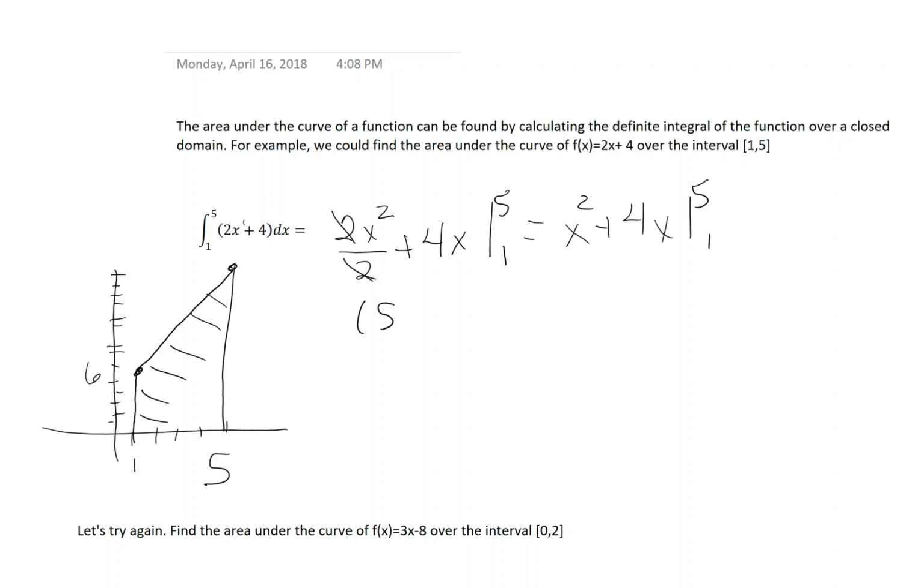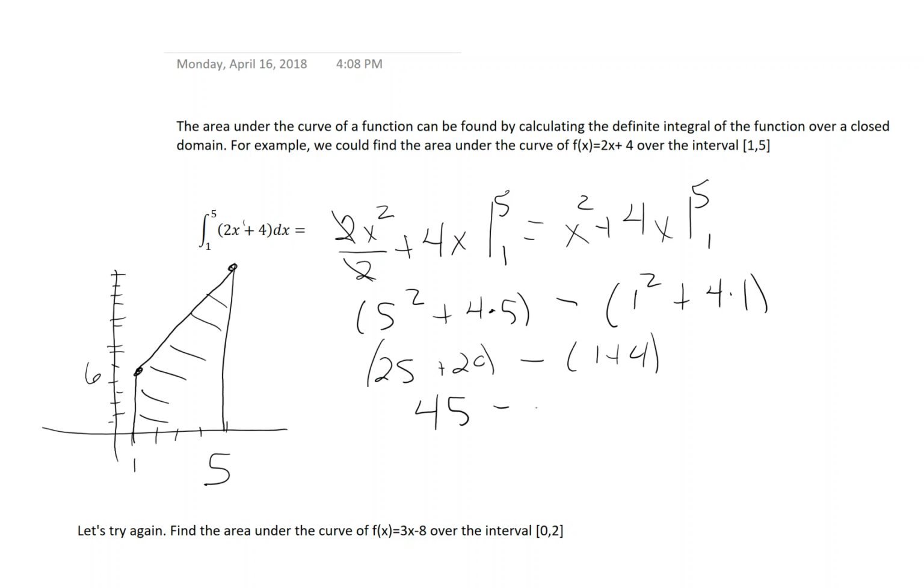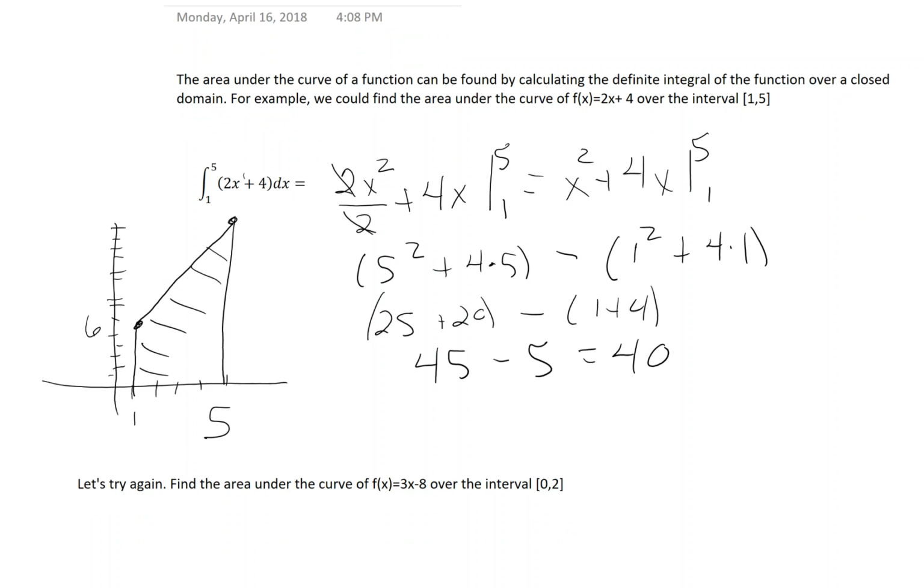So let's plug in the 5. That says I have 5 squared plus 4 times 5. And then I'm going to subtract. And yes, it's always subtract when I'm going from the bounds. So I'm going to put that 1 in. So here, this is 25 plus 20. And this is 1 plus 4. Okay. So 20 and 25 is 45. 1 plus 4 is 5. So this tells me my area under the curve gives me 40, right? So simple. Integrate, plug in the number, subtract every time.